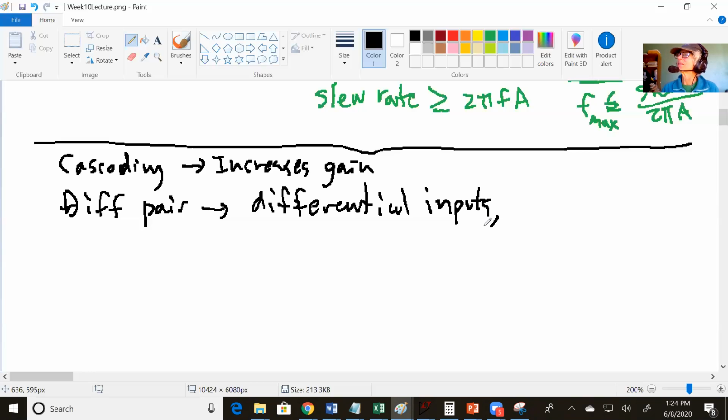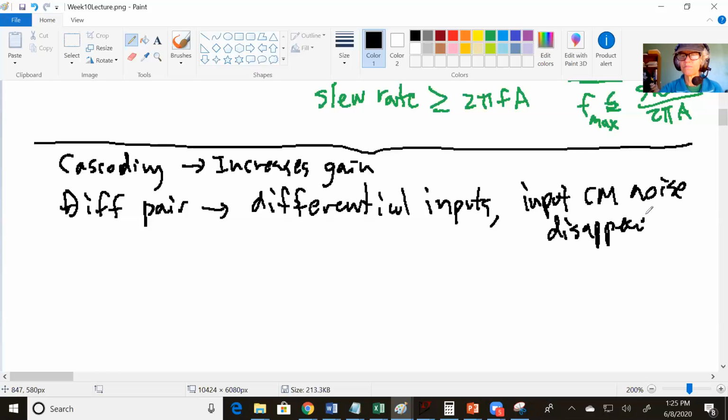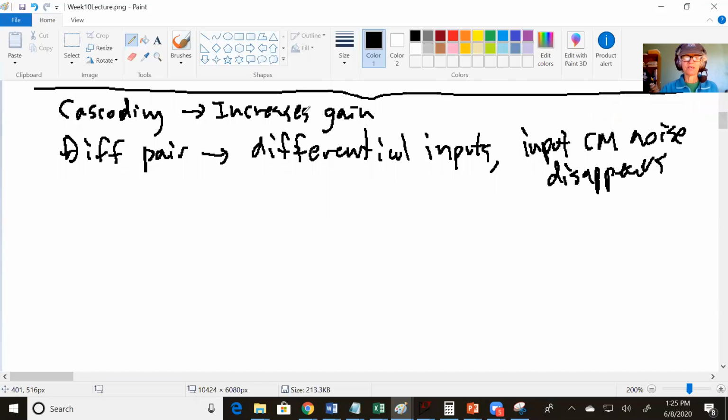What about noise? Because it's differential, the noise basically doesn't mean anything. So input common mode noise, noise that happens to both sides, just goes away. Okay, so we've got cascoding that has this nice increased gain, and we've got that differential pairs get rid of common noise.